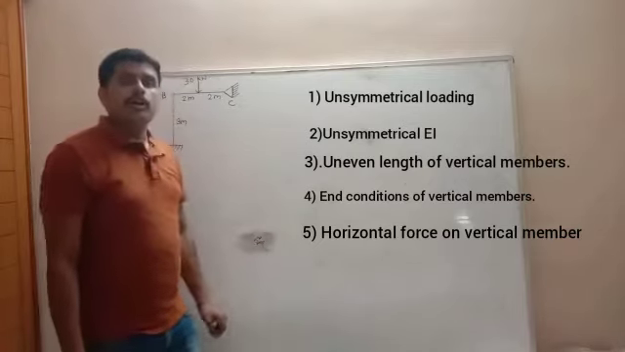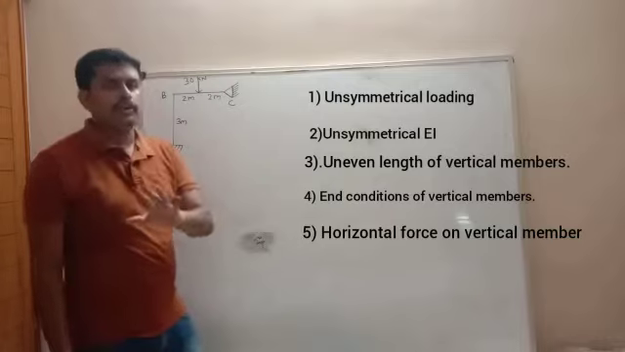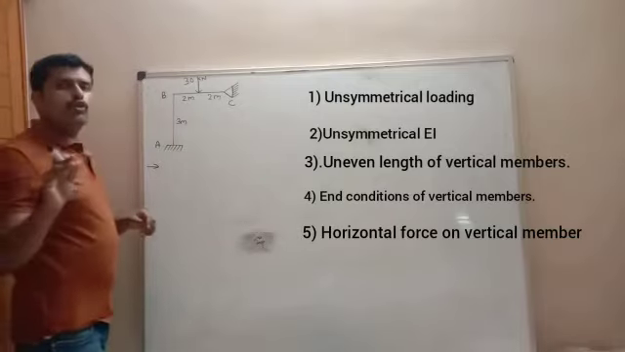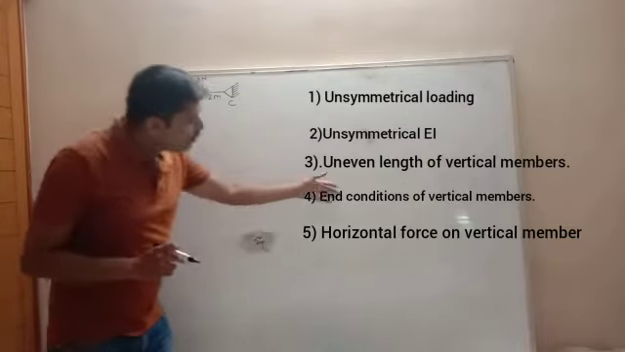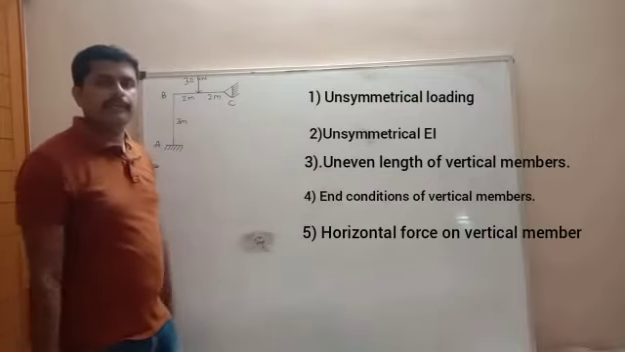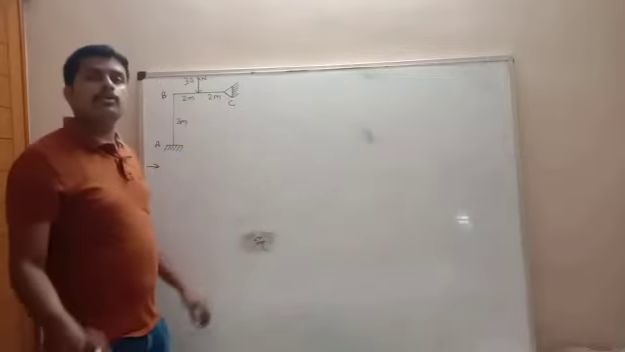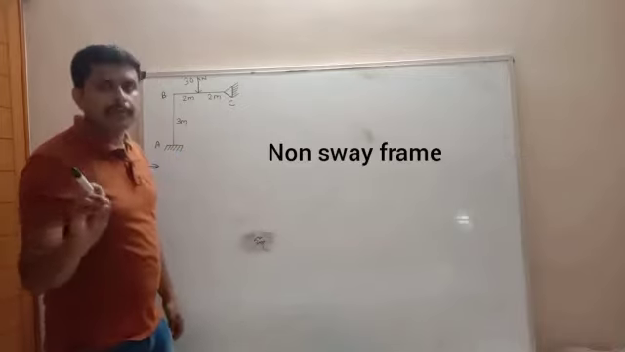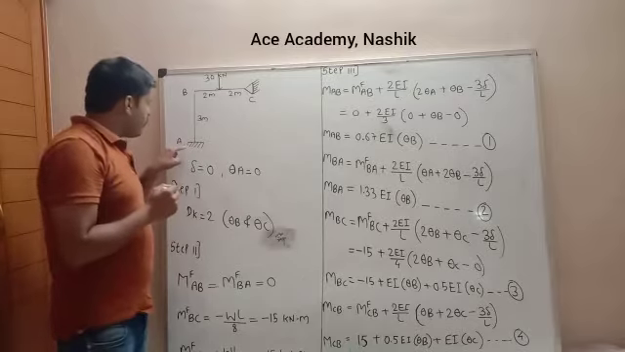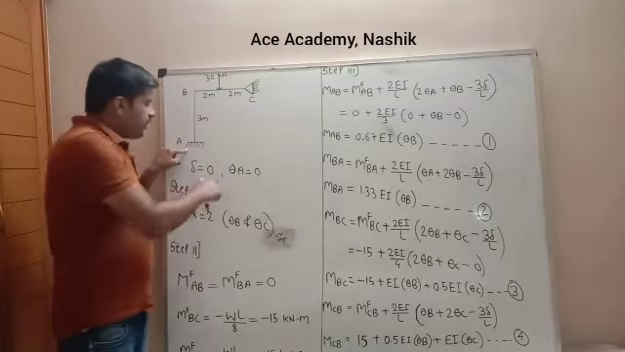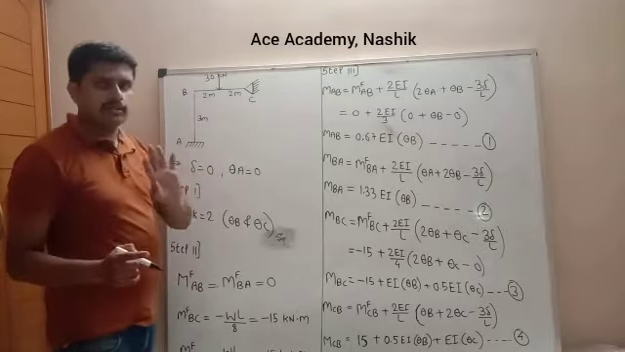And the last one is whether the horizontal force is present on the vertical member or not. In this example, there is no horizontal force present on this vertical member. Hence, point number 5 is also not valid. So, we can conclude that the given problem is of non-sway type. So, delta is 0 and joint A support is fixed support, hence theta A is also 0. So, these two things are 0.